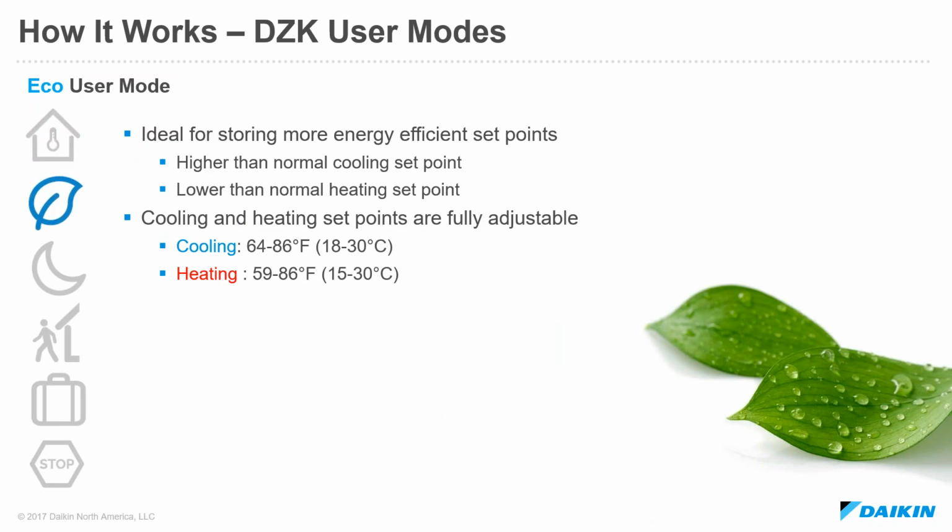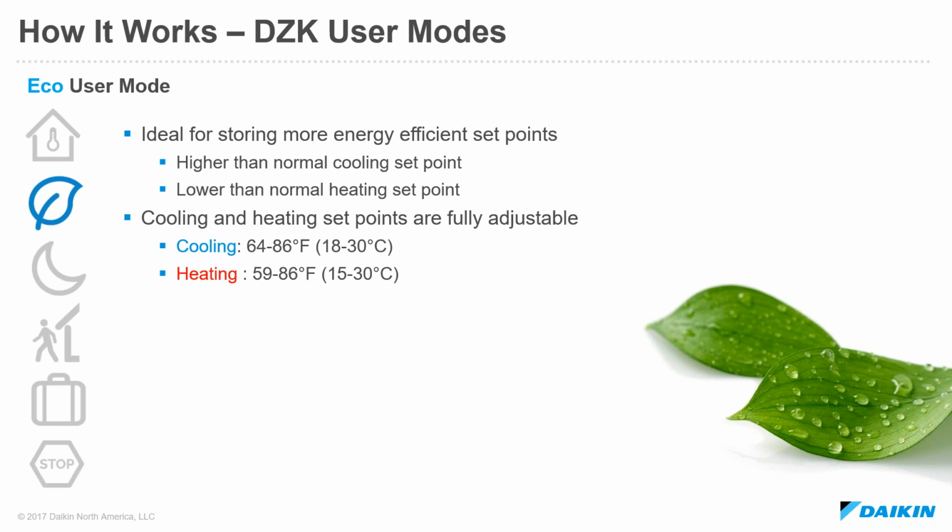There's an eco user mode, and the idea behind the eco user mode is essentially to store more efficient operating set points within the system. So typically you're going to use a higher than normal cooling set point, a lower than normal heating set point. And in the case of the allowable or configurable set point ranges for eco mode, you'll see the same thing here, 64 to 86 Fahrenheit, 59 to 86 Fahrenheit.